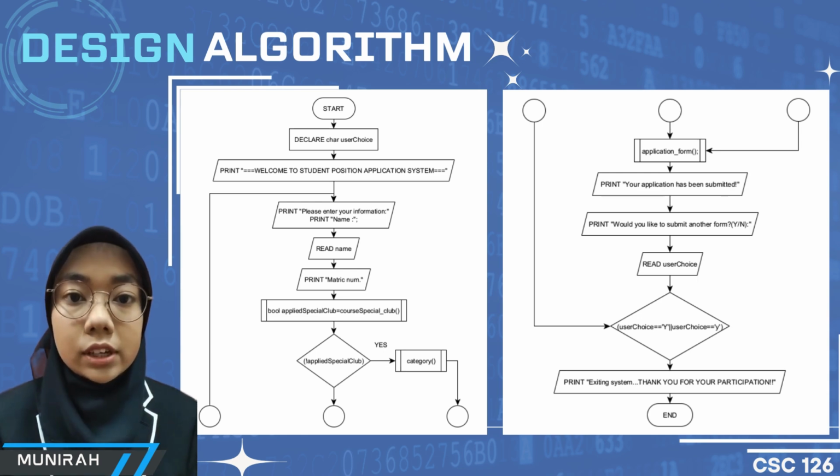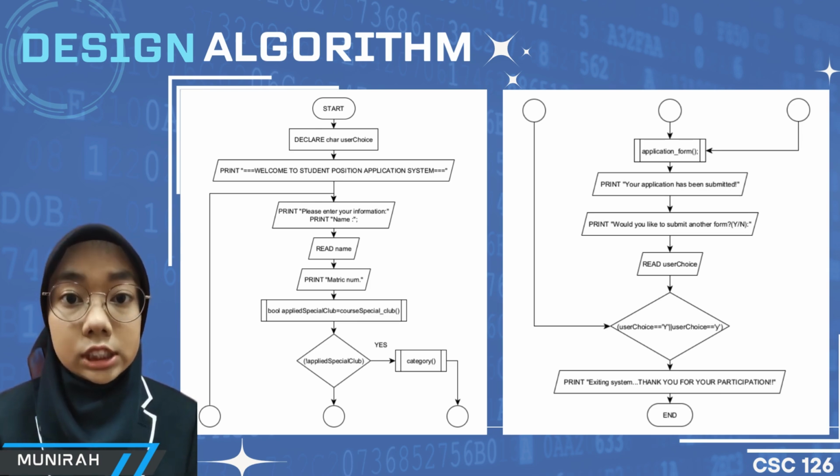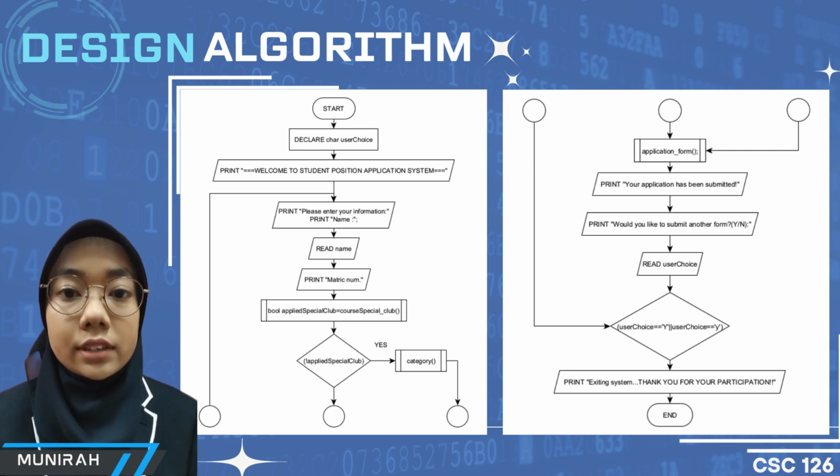Here is the main function flowchart. As you can see, we have a repetition control structure, which is a post-test loop. Here, we use a do-while loop, where the system will run first before evaluating the condition. Then we have two-way selection. You can see the diamond shape. And then there are multiple calls for other functions in the main function, where we have the function box.